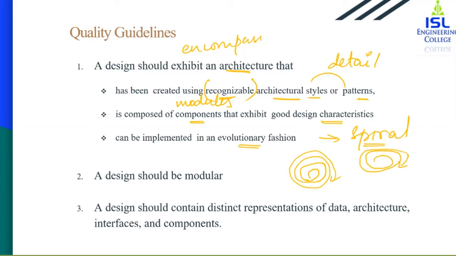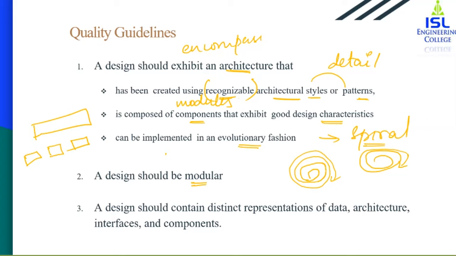Next is, the design should be modular. Modular means it should be logically partitioned. The different elements need to be partitioned. Now modular means, if you've got one specific design, you're going to split it into small different modules, so that you can focus upon different entities. So the design should be modular. It should be able to be broken down into different components or different parts.